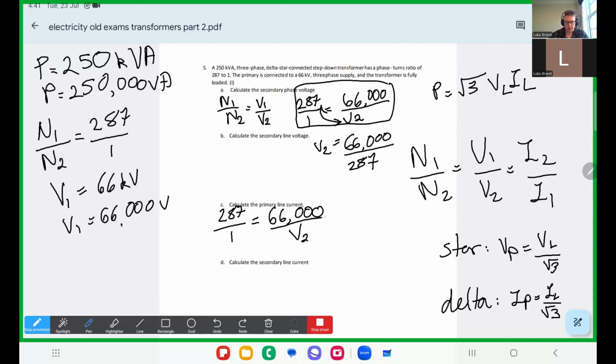So here, on the side, I've currently got divided by V2. In order to rearrange an equation, I'm going to do the opposite on the other side. So if I've got divided by V2, that means I'm going to do times V2. So it's going to give me 287 V2 equals 66,000. Now again, opposite on the other side. I've got V2 times 287, so I'm going to divide by 287. All right.